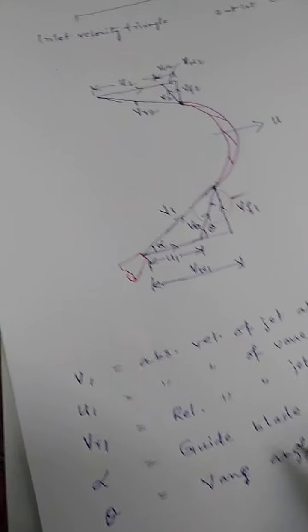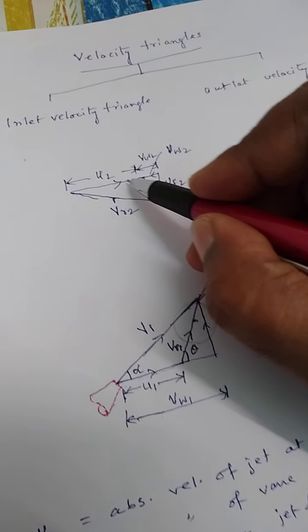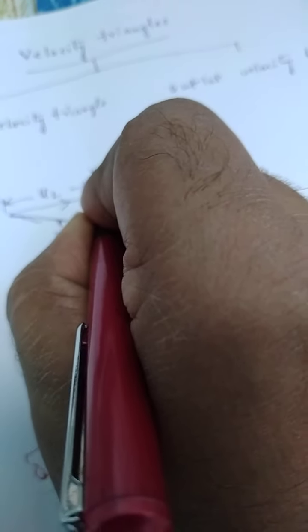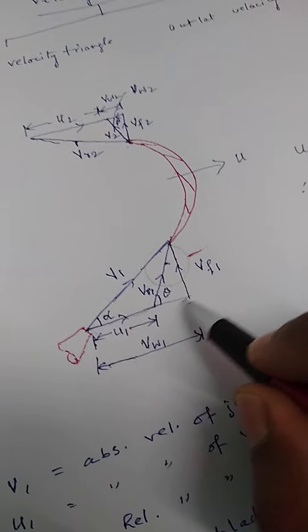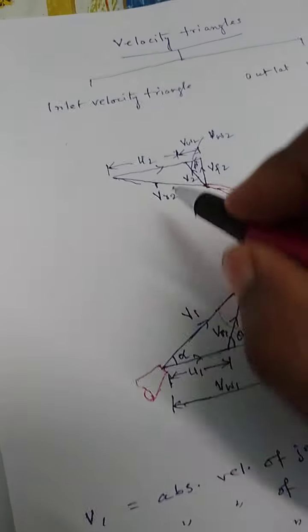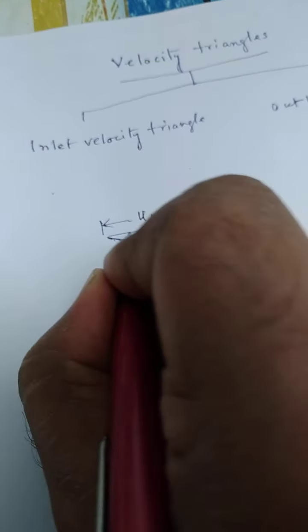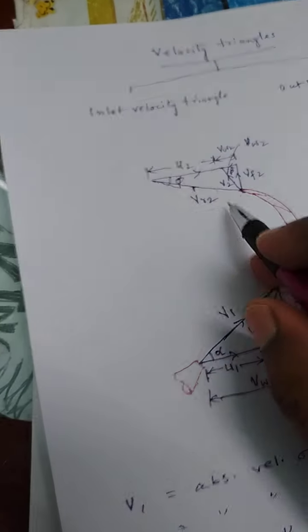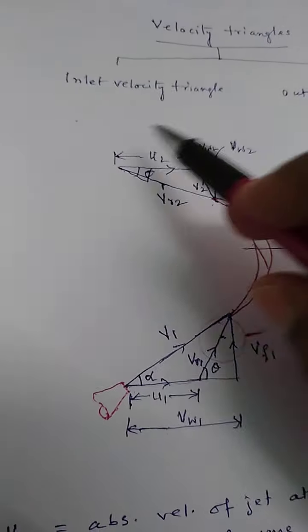As we have seen, the angle between the absolute velocity and the velocity of the vane is called the guide blade angle. Here the absolute velocity is V2, and this is U2. This angle between V2 and U2 we call beta. Here it was alpha, here it is beta. Between the relative velocity and U1 or VW1 the angle is theta. Similarly here it is the relative velocity, and it is U2 or VW2, and this angle we call phi. This is called the vane angle at the outlet. So this becomes the inlet triangle, and this becomes the outlet velocity triangle.